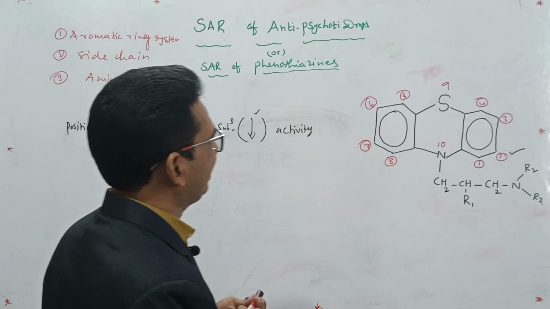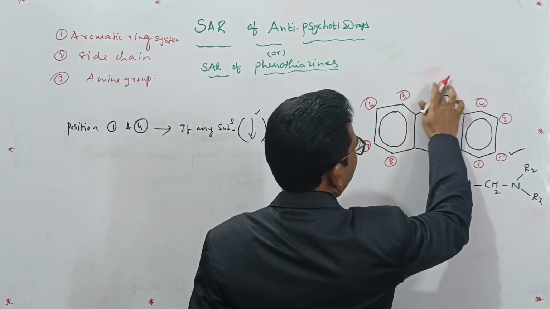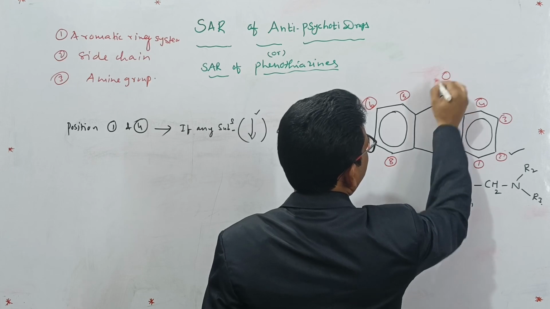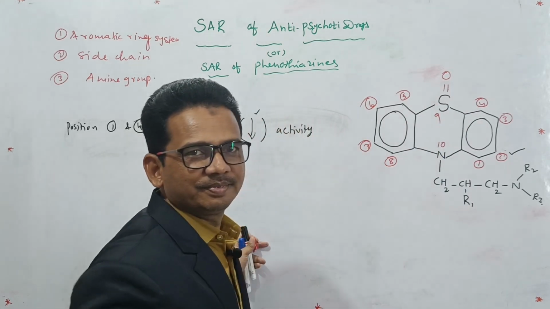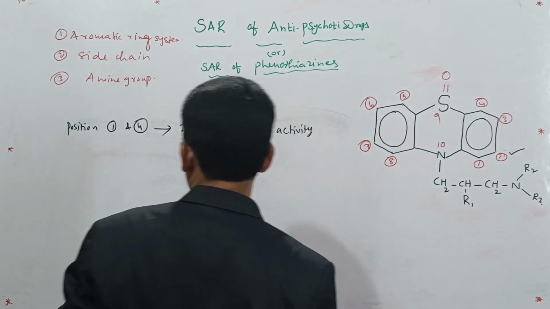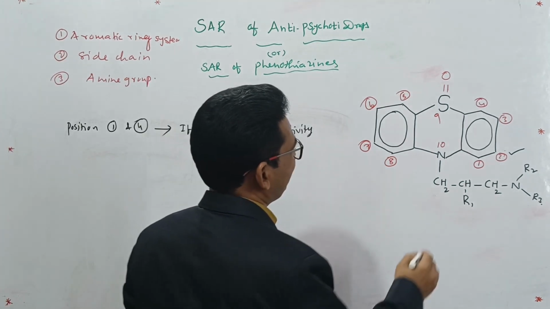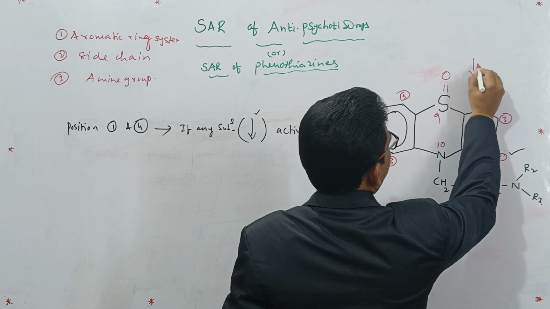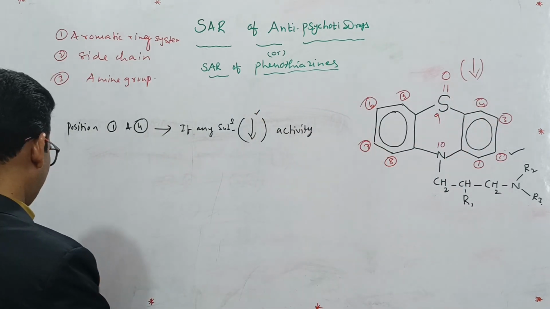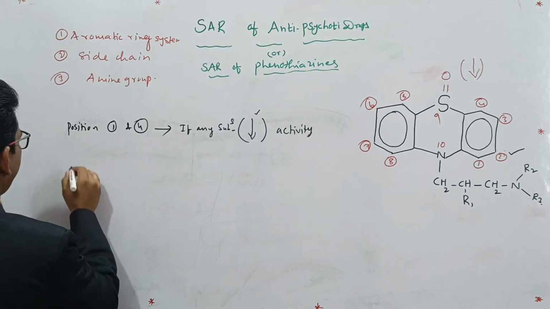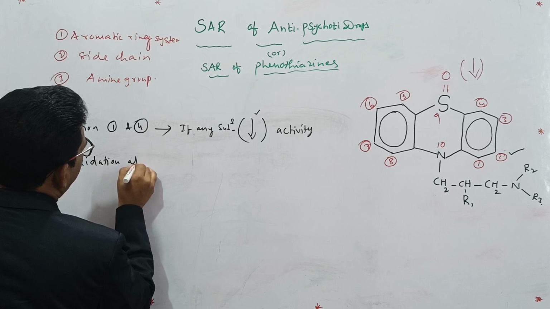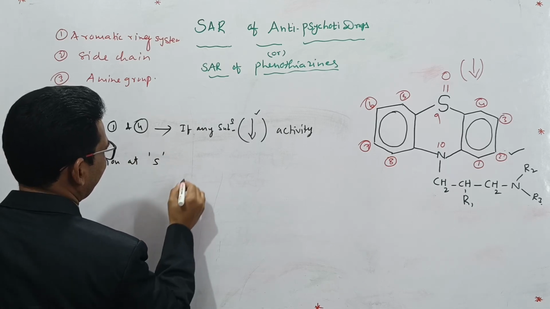Any oxidation on the sulfur, what? Especially the 9th position, if you are oxidizing this sulfur, remember that oxidizing sulfur means what happens? The activity is going to decrease. It means the oxidation at the 9th position, oxidation at sulfur, then what happens?